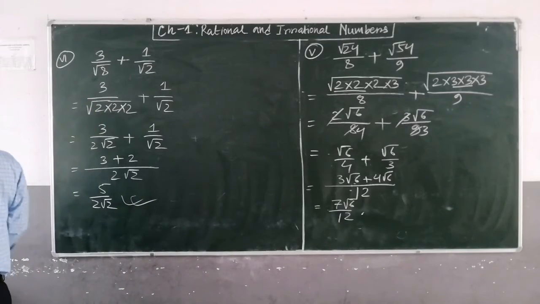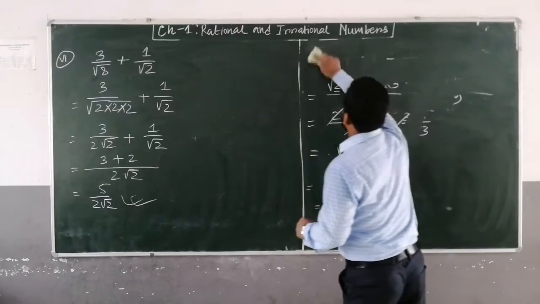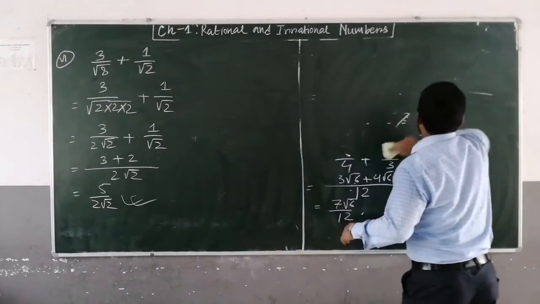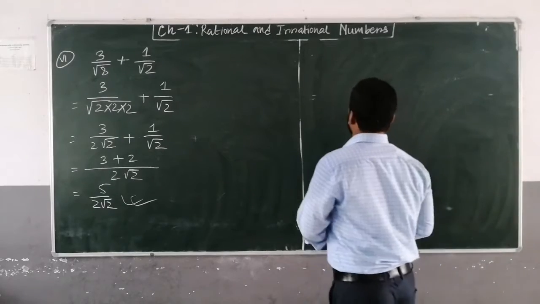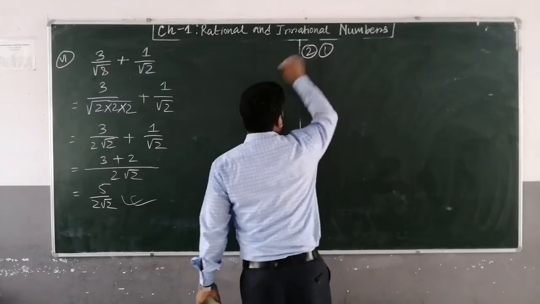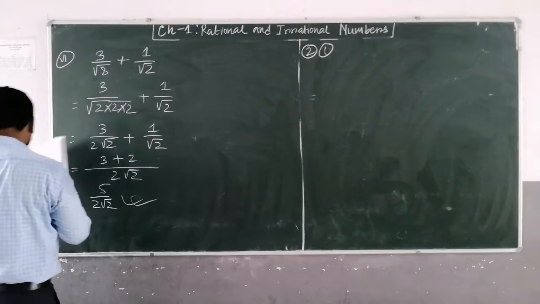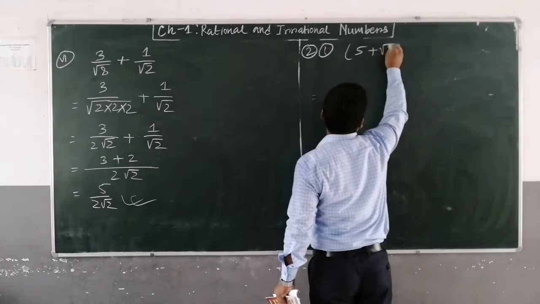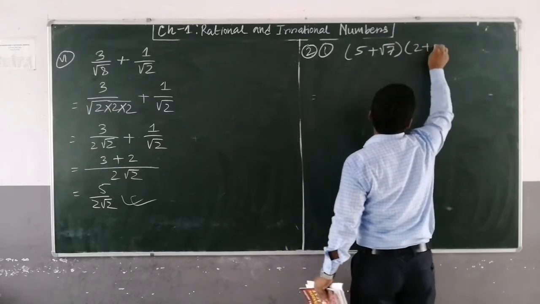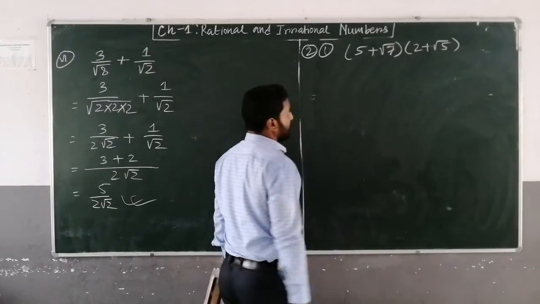Now come to question number 2. Simplify the following. Question number 2, first part. In the first part it is given that under 5 plus root 7 into 2 plus root 5. 5 plus root 7 into 2 plus root 5. So you have to simplify.